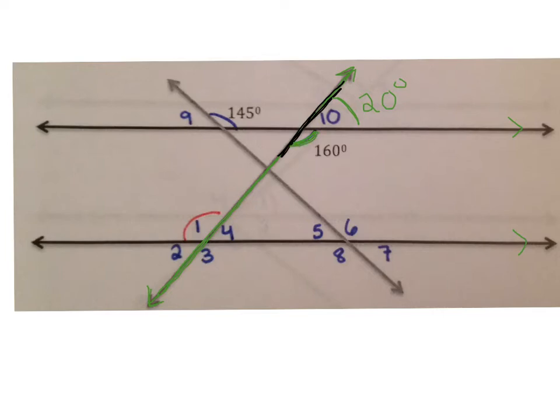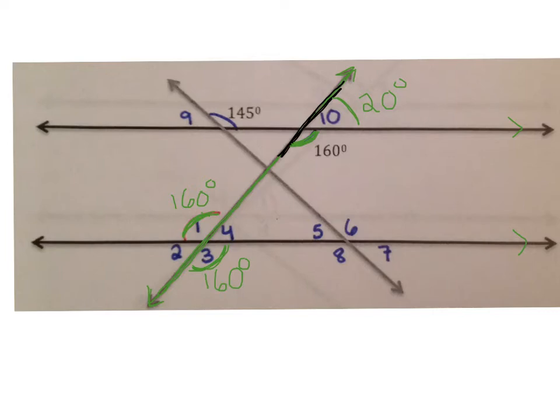160, and then look at measure angle 1. They are alternate interior angles, opposite sides, and they are interior, so they are the same, 160 degrees. And then 1 and 3, those are vertical angles, opposite from each other, which means they are the same, 160 degrees.